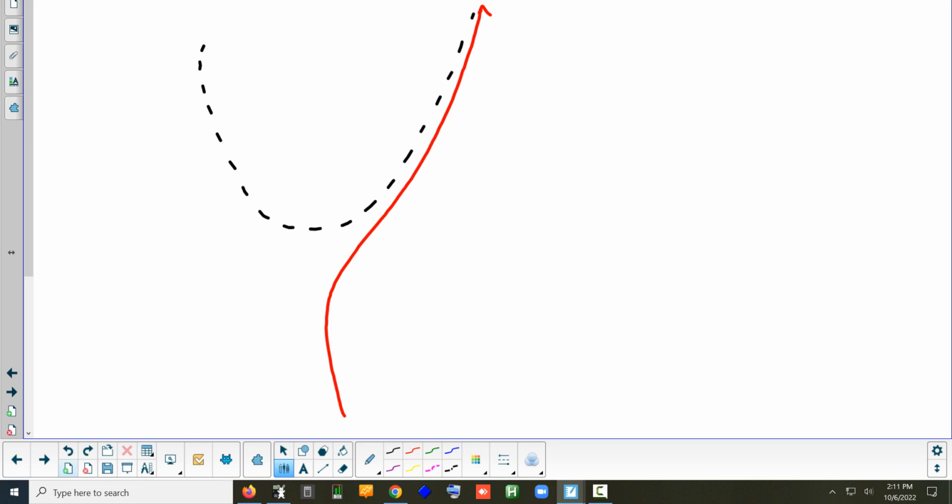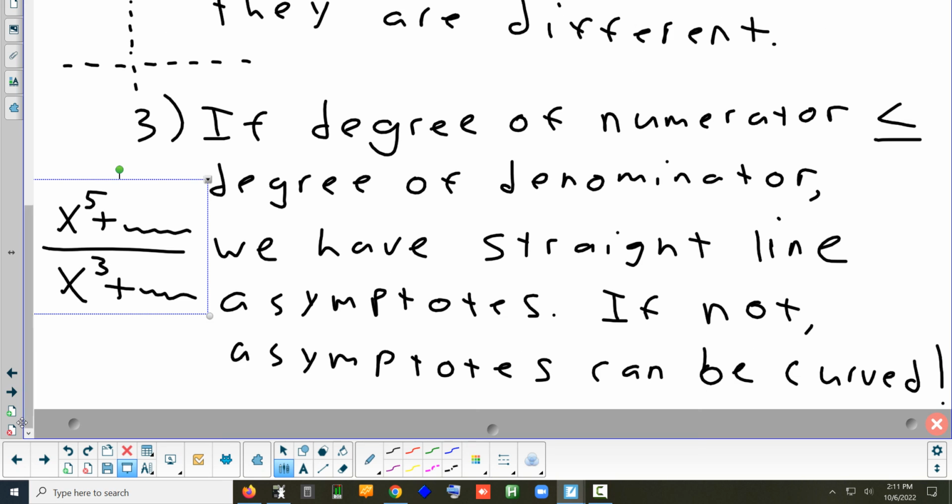Most of the time, we had something like this. A nice straight line, and the graph would get closer and closer and closer to something that was a straight line. Well, this is getting closer and closer to something that curves. So that starts to get a little complicated, which is why we're not going to look at ones that have a difference of degree 2. We're going to look at ones that have a difference of degree 1, and we'll see what happens.